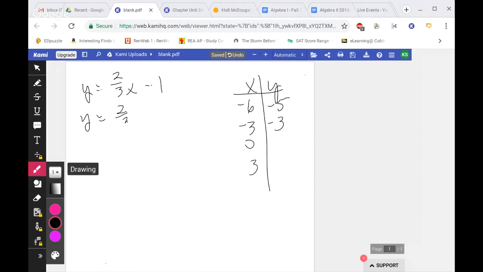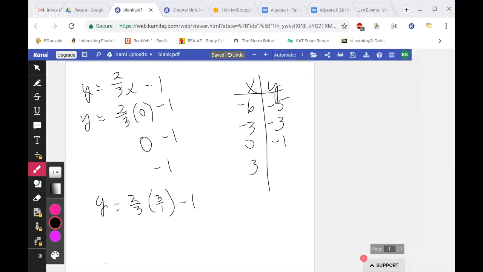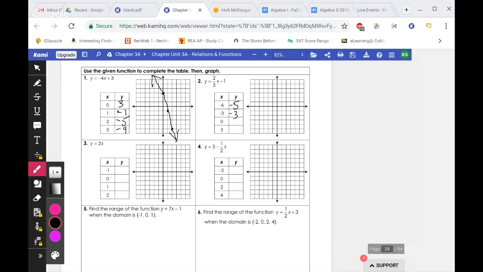Now I'm going to plug in a 0. And 0 times anything is 0. So that's -1. And now I'm going to plug in a +3. Simplify before you multiply. So now I've got 2 additional points. I've got 0, -1 and 3, 1. So I'm going to plot those.